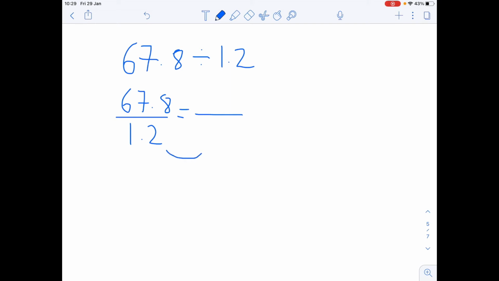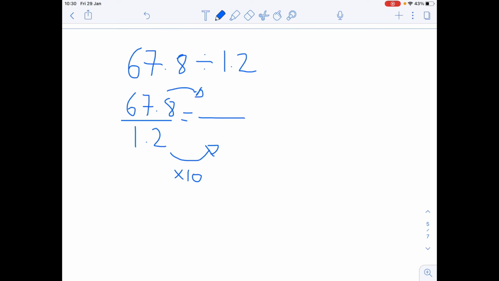So I'm going to find an equivalent fraction to this one where I get rid of the decimals in the denominator. Now the easiest thing, there are other numbers you can multiply by, but the easiest thing is to multiply by powers of 10. So 10, 100, 1,000, 10,000, whatever it is. So if I've got 1.2, I've only got one decimal, so all I need to do is multiply that by 10. Whatever I do to the denominator, I'm going to do to the numerator. So I'm going to multiply that by 10 as well. Not 16, 10. So I end up with 678 divided by 12. And that's a division that we should be able to do. So you're just going to divide those two numbers.